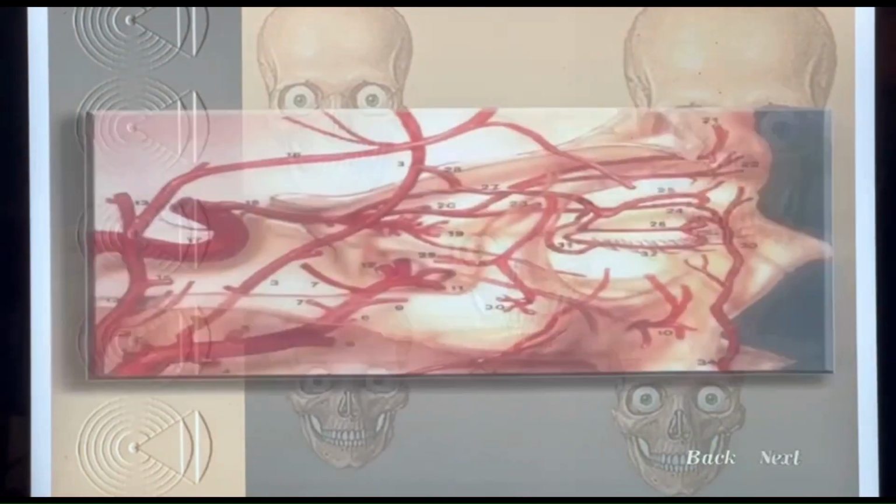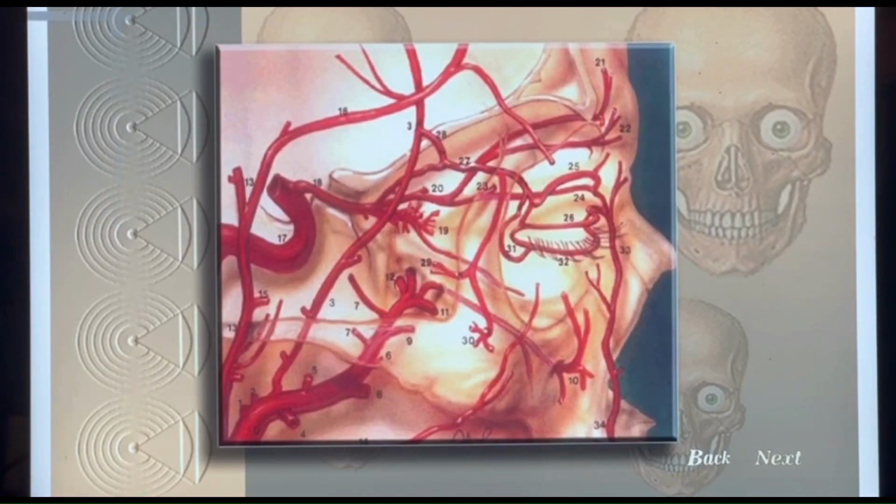And now we know that the orbit is one of the parts of the body where it has surplus blood supply. This is the arterial supply to the area. Internal and external carotid arteries contribute to the supply of the area inside and outside the orbit.